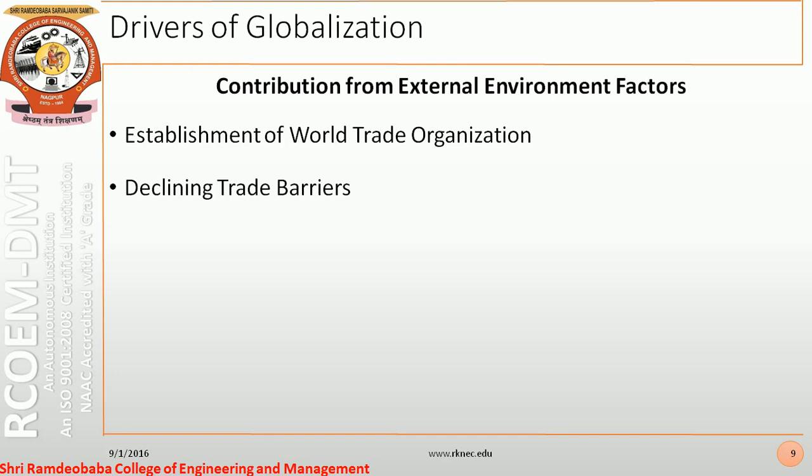The next in the list is declining investment barriers. Treaties were designed to promote and protect investment amongst countries, which enabled fast growth of globalization of not only trade but also production. The next driver in the list is growth in FDI. Now, when we talk about foreign direct investment, growth and spread of FDI enlarged the globalization of production and marketing.